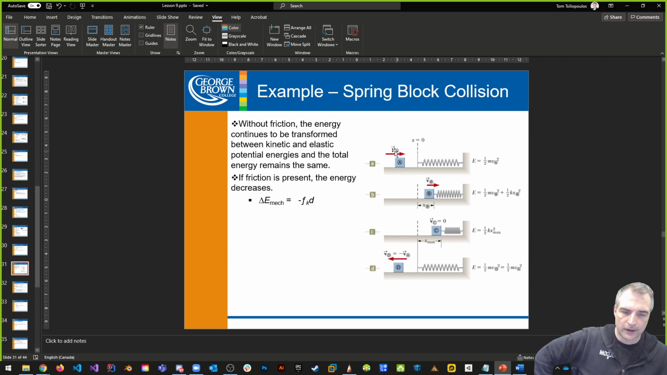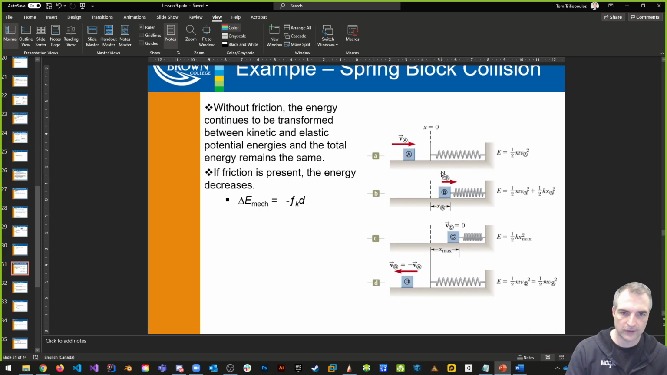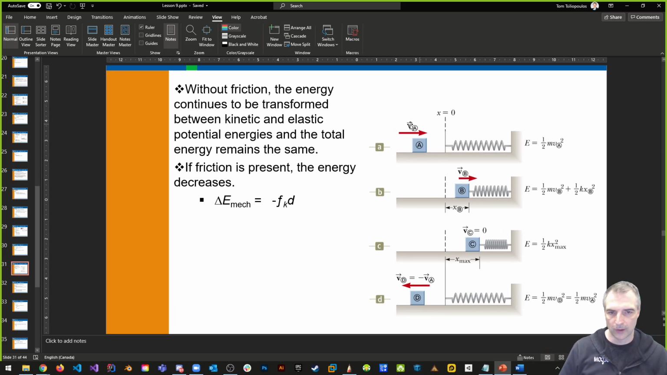Spring block collision. So here's something that we want to look at as well, and I'm going to zoom in here to see this. We have a block with an initial velocity. It's going to hit a spring in equilibrium. At the beginning, the distance that the spring has traveled is 0. It's not compressed.